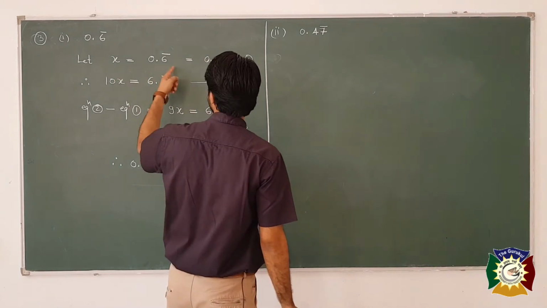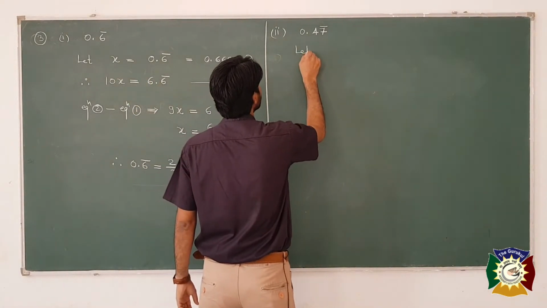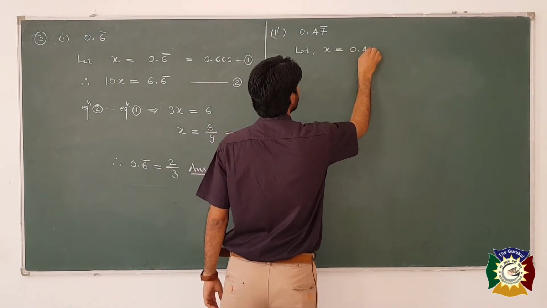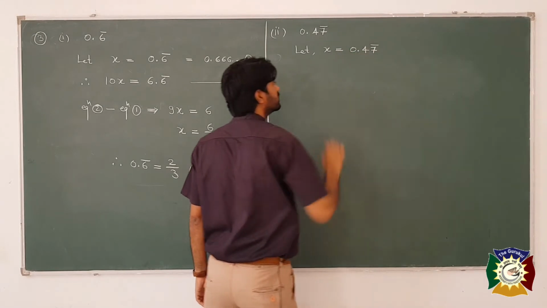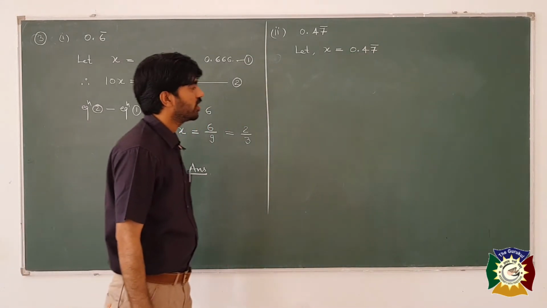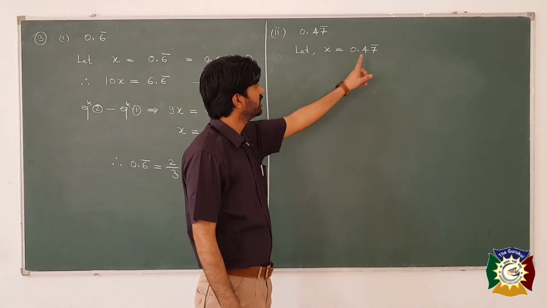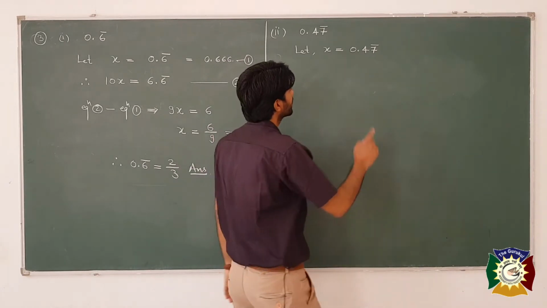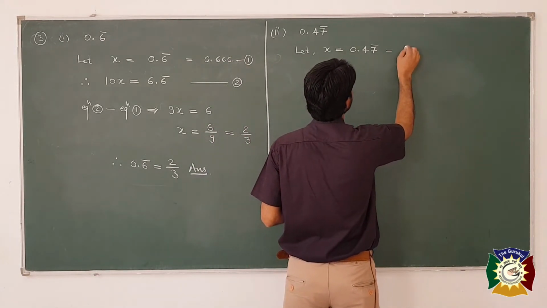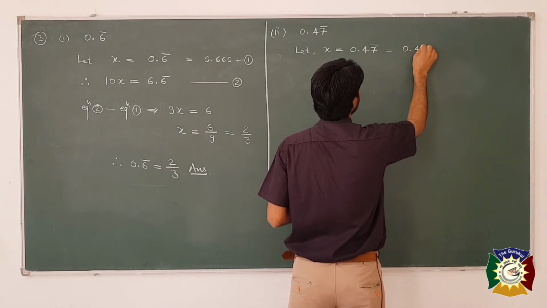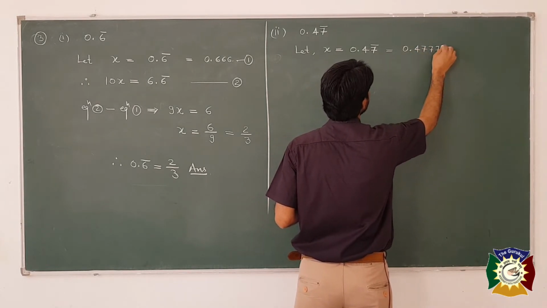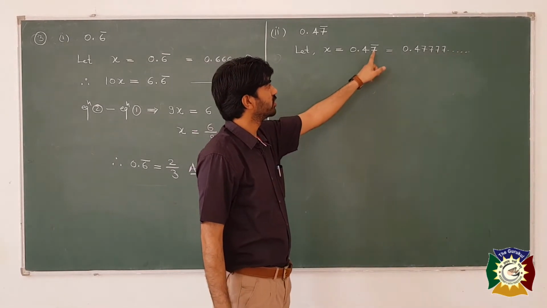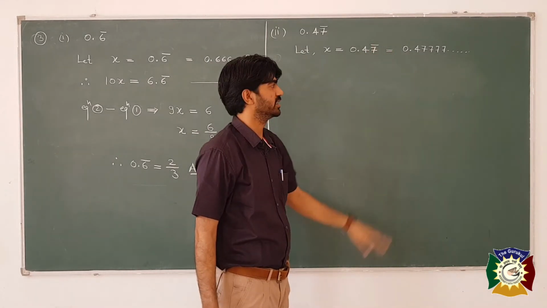Now first step will be similar. Let x is equal to 0.47 and bar on 7. How many digits are being repeated here? Again only one digit is being repeated. So we will multiply both the sides by 10. I can write this as 0.47777 and so on. Many 7 are there because bar is only on 7. It means 7 is being repeated.